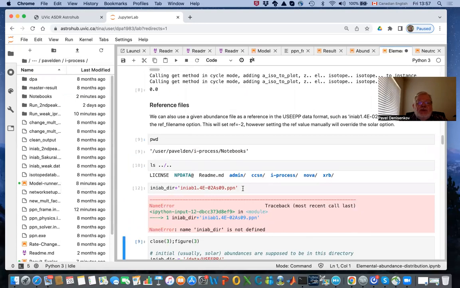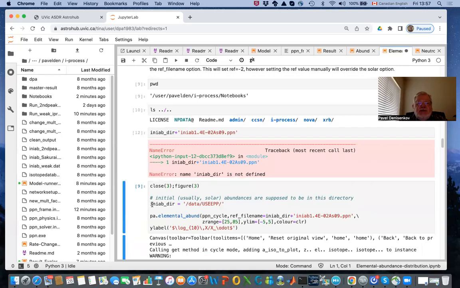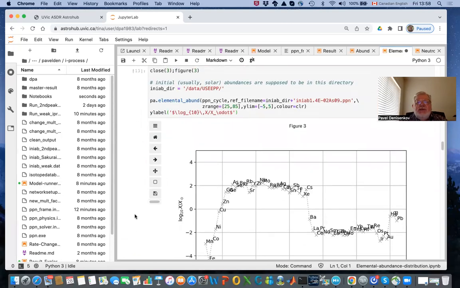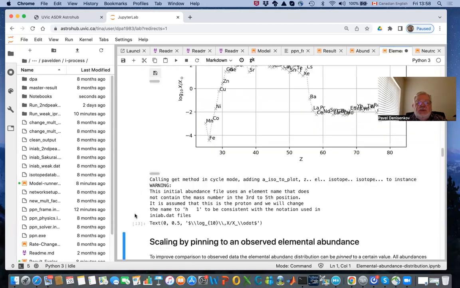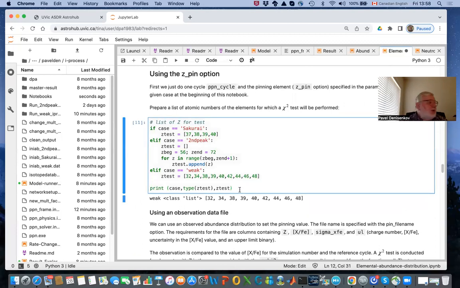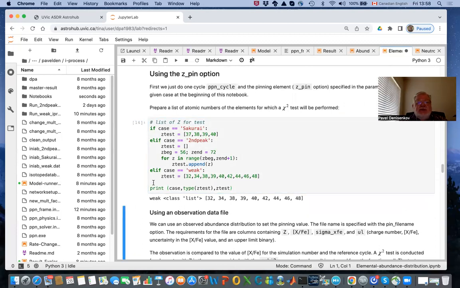So this is my working directory. So therefore, this is the wrong reference. This should work. You will not have these problems in your installation because this already worked. I changed something. You can see this work. Scaling by paint. I'm just showing you slides that you can get with this notebooks.